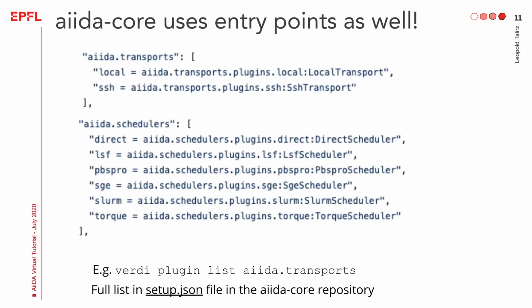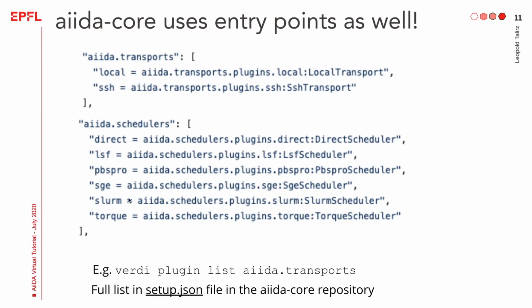This is just to mention that aida-core uses entry points as well. For example, these are the two transports defined by AiiDA. We have the local transport, which simply runs things on the machine where AiiDA installed, and the SSH transport, which is how AiiDA connects to remote computers, for example, supercomputing centers.